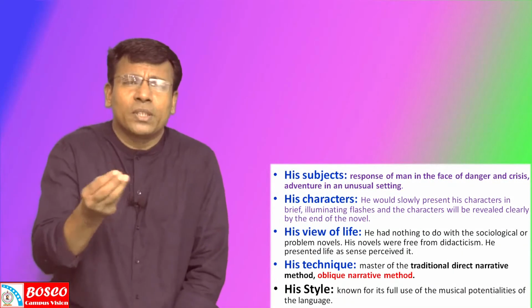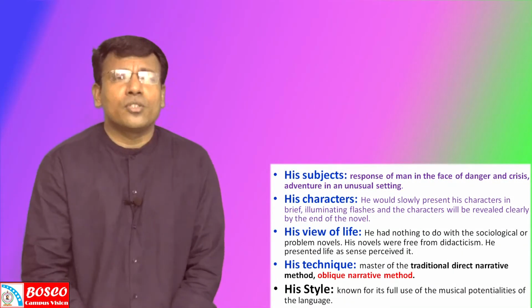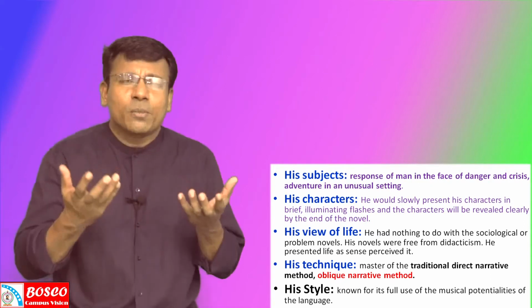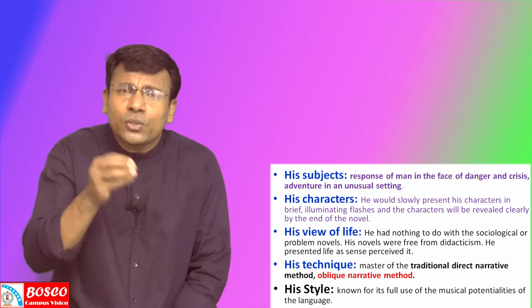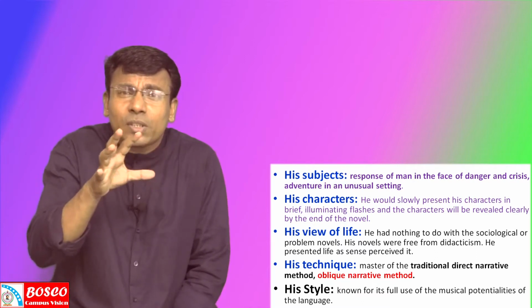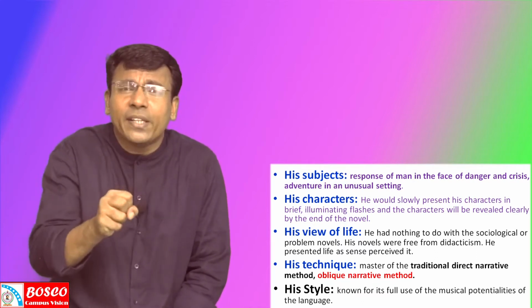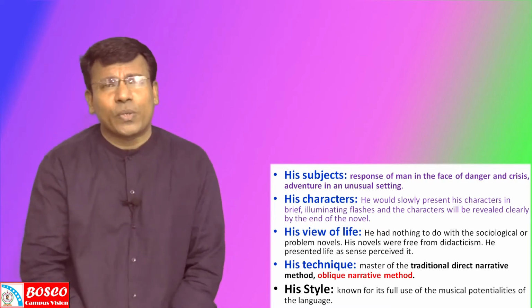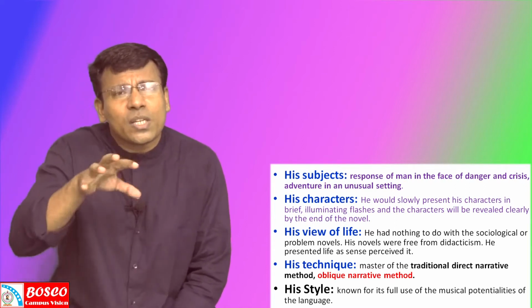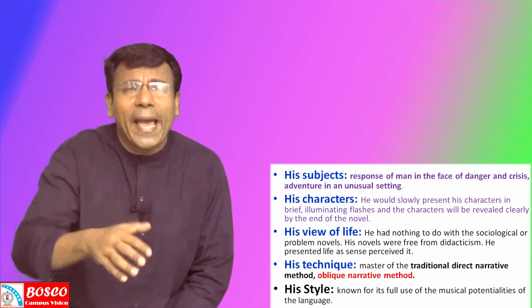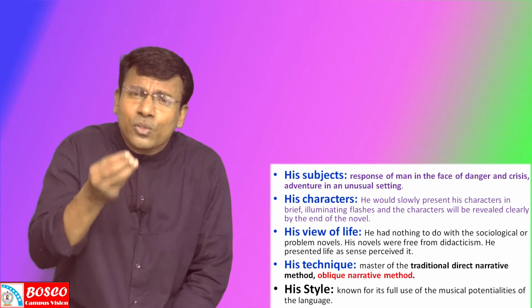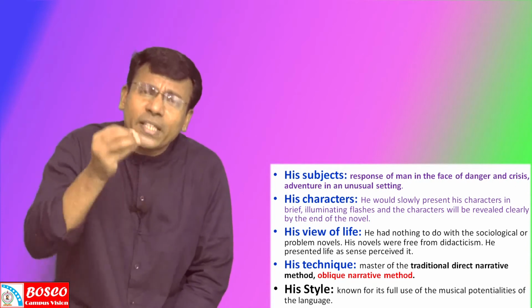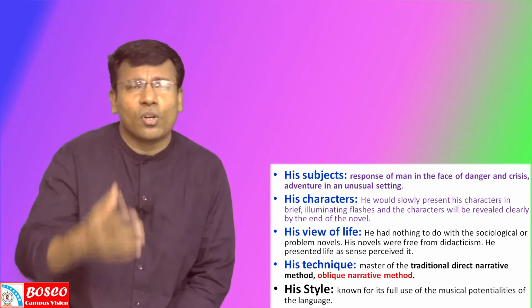We also can remember some of the features of the novels of Joseph Conrad. What were some of the major subjects that Joseph Conrad would deal with? Now, he sought his subjects wherever he could expect to find adventure in an unusual setting. He was concerned with the response of man in the face of danger, in the face of crisis, and also with situations that will compel an individual to make a moral choice.